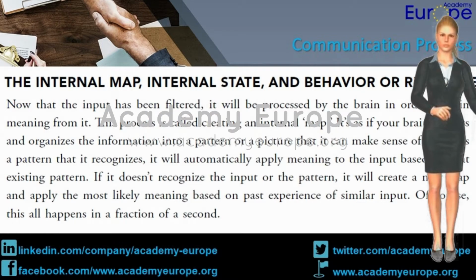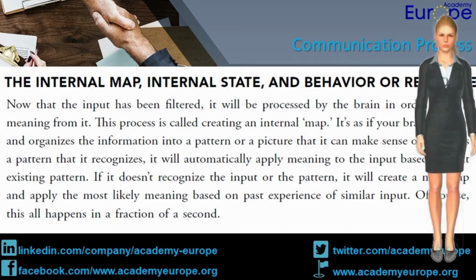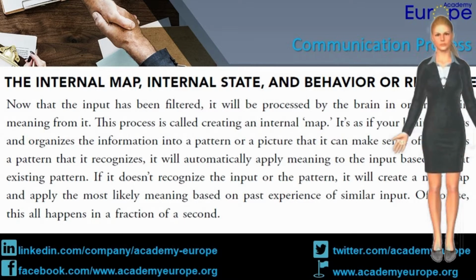The internal map, internal state, and behavior or response. Now that the input has been filtered, it will be processed by the brain in order to gain meaning from it. This process is called creating an internal map. It's as if your brain dissects and organizes the information into a pattern or a picture that it can make sense of. If it sees a pattern that it recognizes, it will automatically apply a meaning to the input based on that existing pattern. If it doesn't recognize the input or the pattern, it will create a new map and apply the most likely meaning based on past experience of similar input.